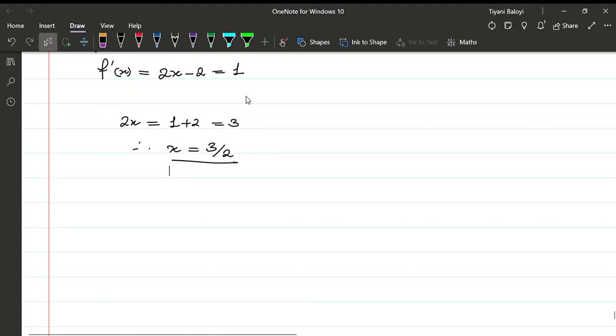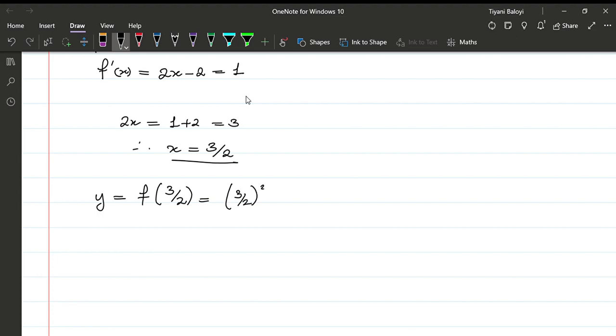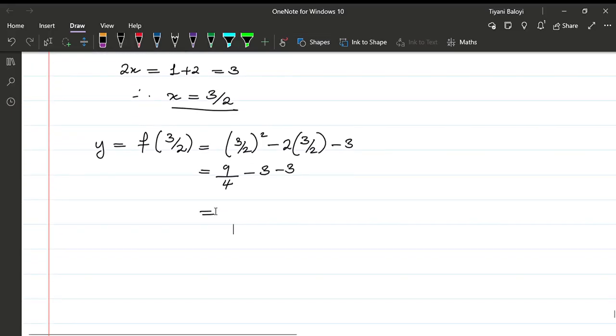So let's continue. By finding the x value, we can find the y value because it lies on f, right? So the y value is f of 3 over 2, which is 1.5. So this is 3 over 2 squared minus 2 times 3 over 2 minus 3. So that's 9 over 4, minus 3 minus 3. You can just use a calculator here and not do what I'm doing, to save time.